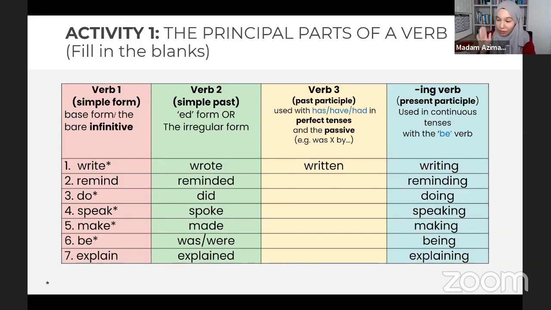Okay, now the activity that I want you to do is quickly write the past participle form. Even if it's not correct, it's okay, but try. So let's do the first one. Write, verb 1, original form, base form. Verb 2, wrote, irregular, it's not writ. Verb 3, written, ing form, writing. Okay, so I want you to do 2, 3, 4, 5, 6, and 7. Can you just do that now? You can write in the chat if you want.